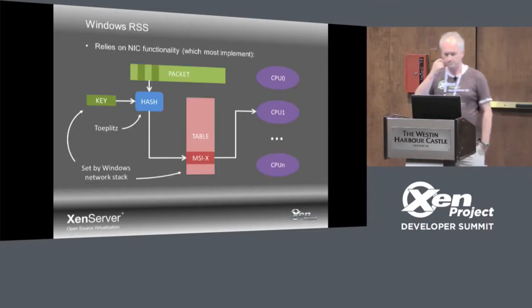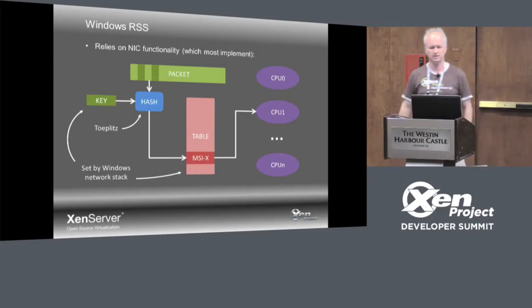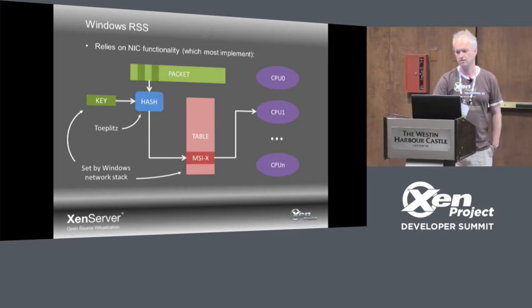So on to Windows RSS. Now, about a decade ago or more, Microsoft defined Windows RSS, receive-side scaling. The idea is that the NIC, on receipt of a packet, will calculate a hash over that packet using a key provided by the network stack. It will then use that value to indirect into a table, which is programmed with basically CPU numbers.